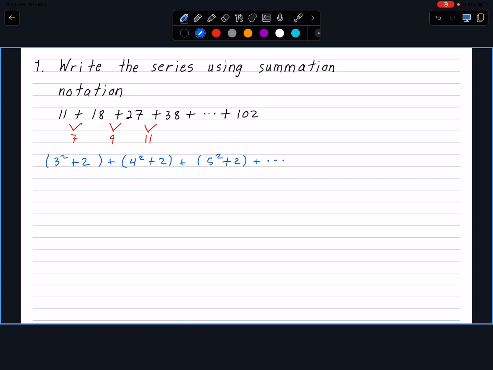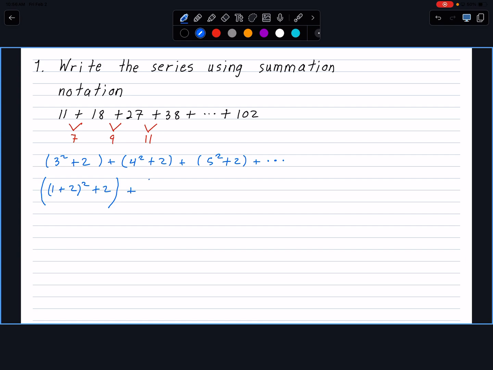Now we have a bit of a problem, though, because we don't want to start at 3. We want our sequence to start at 1. So I'm going to make a little change. Instead of it being 3 squared, what I'm going to say is it's 1 plus 2 squared plus 2. So notice I've replaced 3 with 1 plus 2.